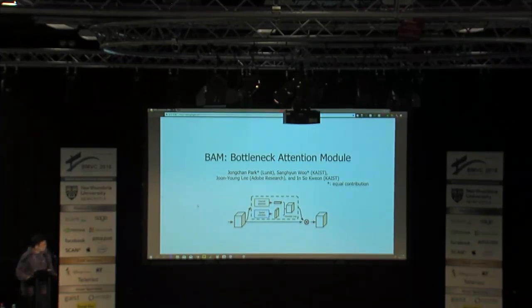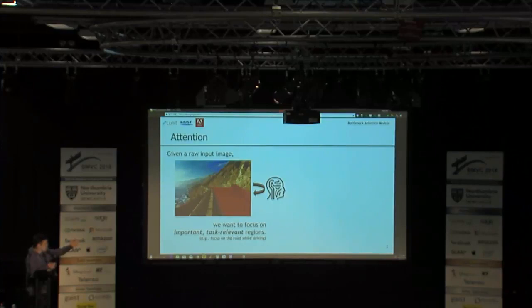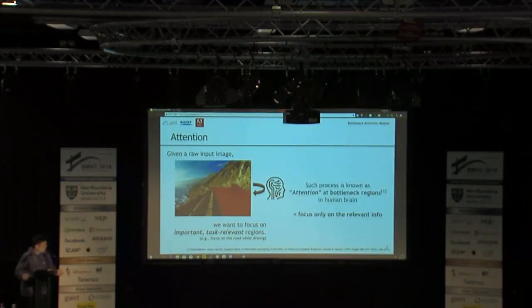So let's begin from the intuition. When an image is given, we tend to focus on the relevant parts of the image. For example, if you're seeing this image and you're driving, then you must focus on the road rather than the beautiful scene in the other parts of the image. I am not an expert in brain science, but they say there is an attention mechanism in human brains at the bottleneck regions, so we can focus on the relevant information rather than the irrelevant information.